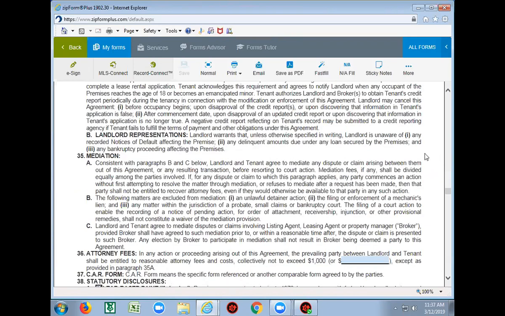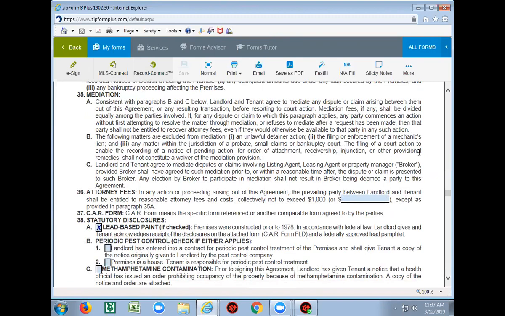35, mediation. So here, if any dispute happens, it is consistent with paragraphs B and C below. Landlord and tenant agree to mediate any dispute or claim arising between them out of the agreement or any resulting transaction before resorting to court action. Mediation fee, if any, shall be divided equally among the parties involved. If for any dispute or claim to which this paragraph applies, any party commences an action without first attempting to resolve the matter through mediation, or refuses to mediate after the request has been made, then that party shall not be entitled to recover attorney fees, even if they would otherwise be available to that party in any such action.